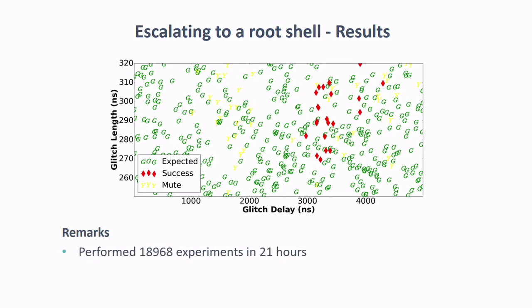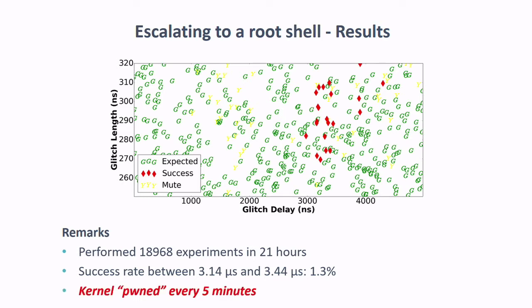What is interesting here is that we did this amount of experiments in 21 hours. We see that within that window of time, there is quite a 1.3% success rate. So once we have found the glitch delay, we know that basically in 5 minutes we are going to get a root shell, even without a vulnerability.